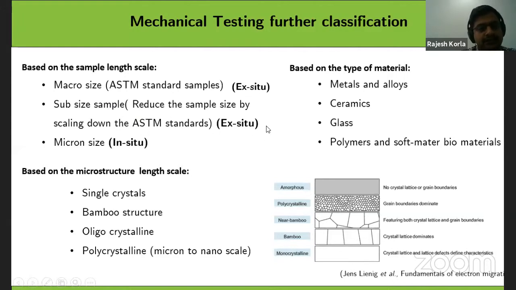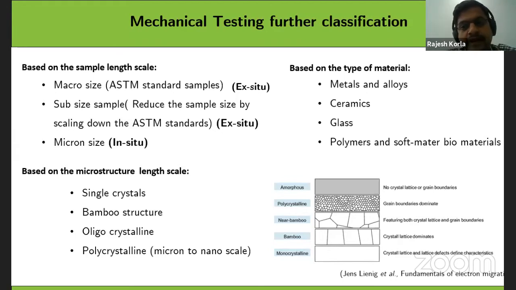This is also mostly ex situ. Sometimes samples are in the micron scale, where you put the samples under either an optical microscope, SEM, or TEM, and people do in situ testing. So this is based on the sample size. At the same time, what kind of material you're testing is also important when you decide which technique to use and which property to measure.